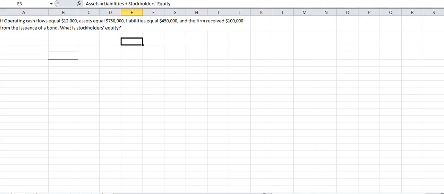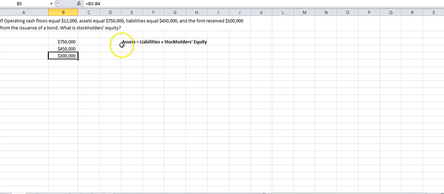If you recall, the formula for the balance sheet equation, the accounting equation says that assets equals liability plus stockholders' equity, right? So if we know that we have assets of 750,000 and liabilities of 450,000, what's stockholders' equity? Very simple, 750 minus 450, right? Assets minus liabilities equals stockholders' equity. It's the same thing. You just do a little bit of algebra here, right? So 750 minus 450 is 300, okay?